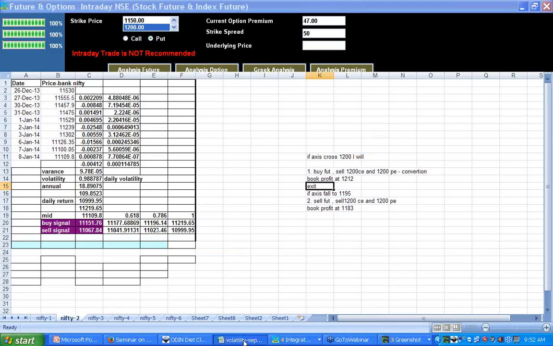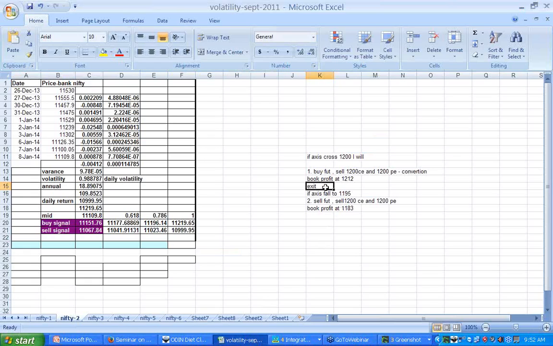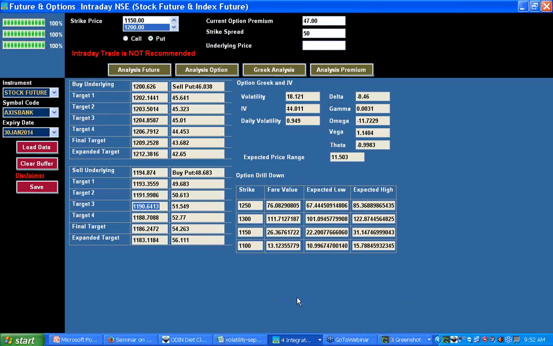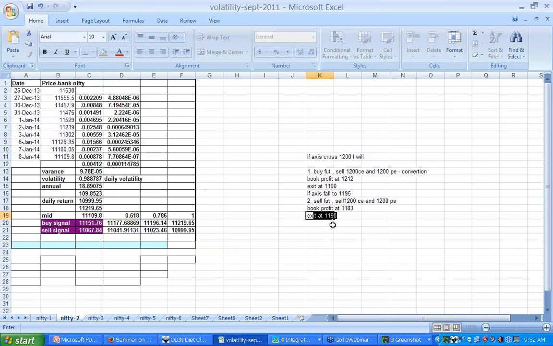If you have entered the above trade, exit at 1190 level. And similarly for this trade, if you have got a chance, then you think of closing the trade around 1207. So exit at 1207 level. So this is the point you should book.